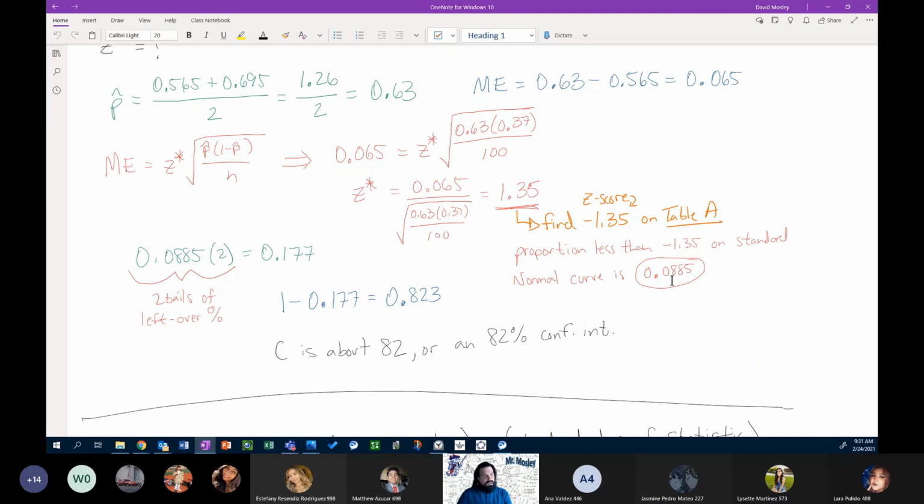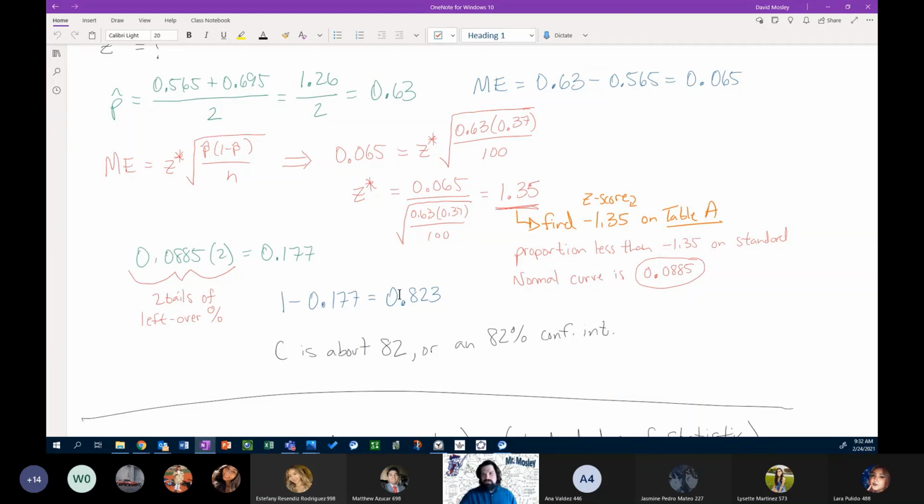So that means that 0.0885 is only one tail. So I multiply it by 2 to get how much percentage is in both tails. I get 0.177 is the proportion in the two tails. Subtract that from 1, and I get 0.823, which means the middle proportion left, excluding the two tails, is about 0.823. So C is about 82, or we have an 82% confidence interval.